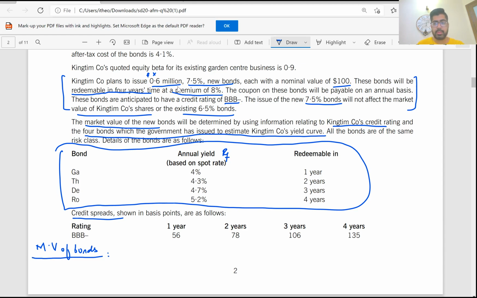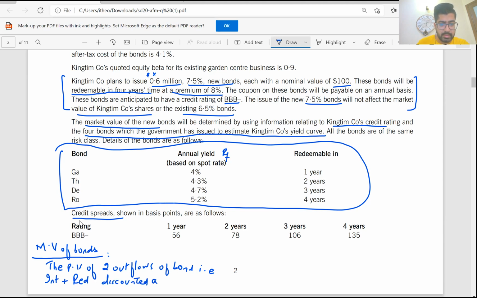If you remember your topic discussed in weighted average cost of capital, whenever someone asks you to find market value of bonds, it's simply the present value of 2 outflows of bond, that is interest plus redemption, discounted at KD before tax. This is the definition of market value of bonds that's written in the book as well.